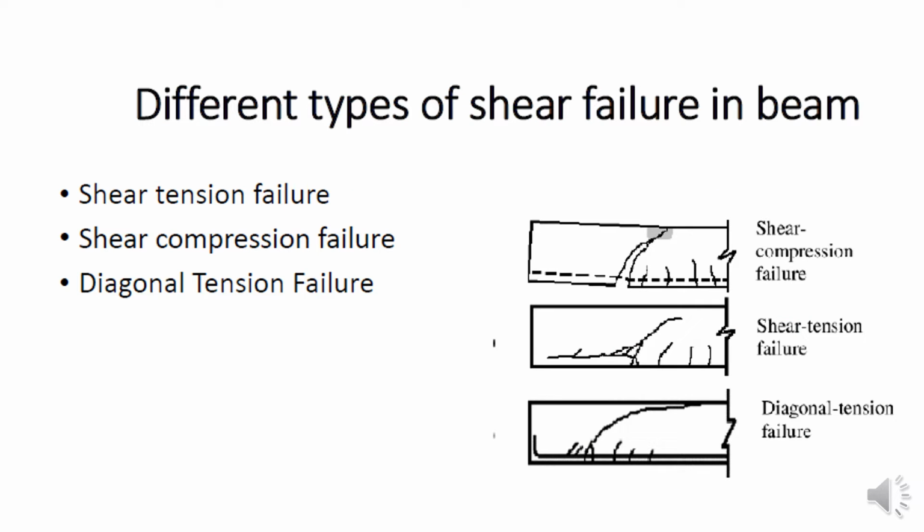Three different types of shear failure normally occur in the beam. One is shear tension failure, another is shear compression failure, and the third is diagonal tension failure. The figure indicates the first one is the shear compression failure, the second one is a shear tension failure, and the third one is a diagonal tension failure of the beam.